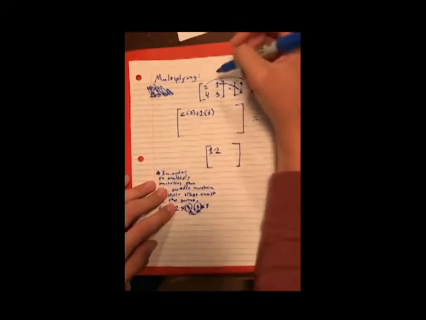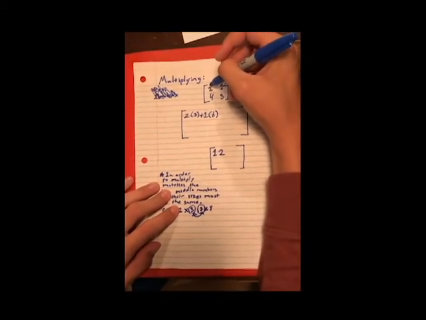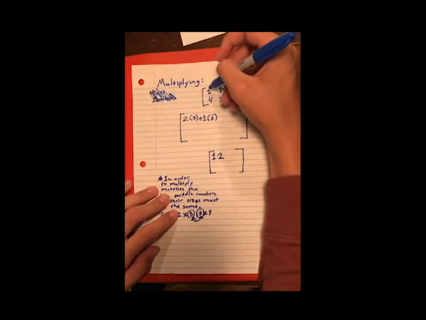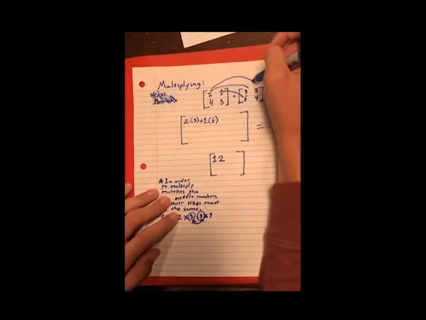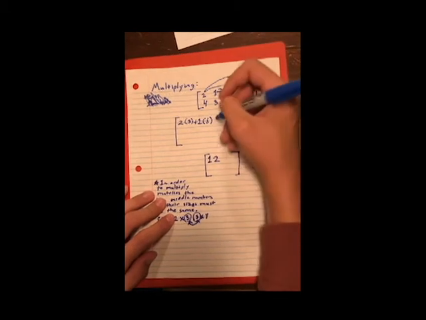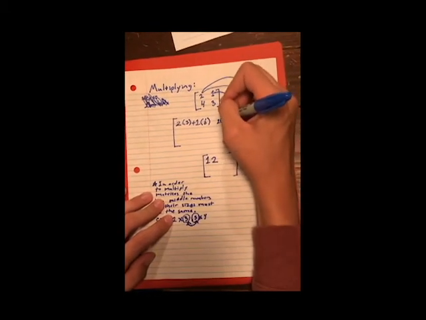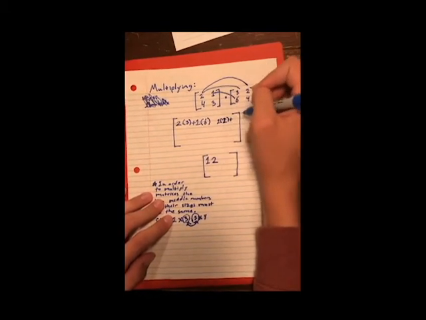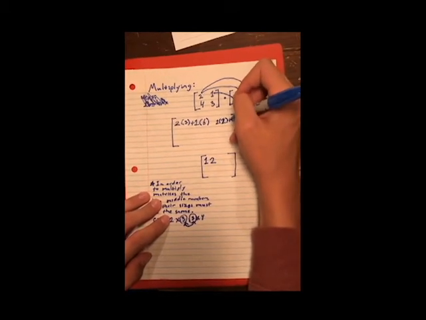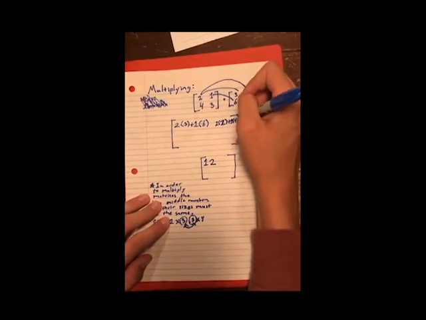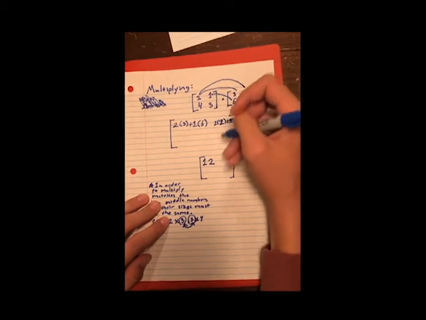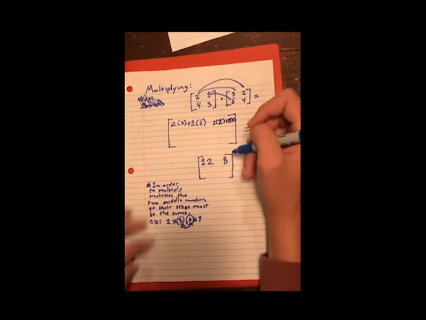And then you do that, the first row with the second column to get this next spot. So 2 times 2 would be 4. And then you add that to 1 times 4, which would be 4 also. And you add those together, and that equals 8.